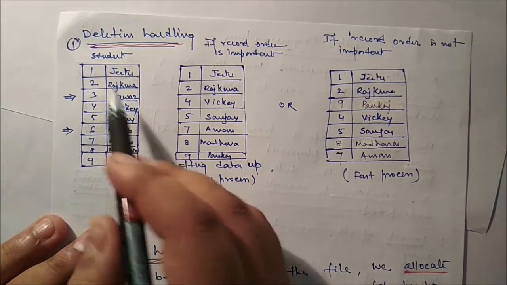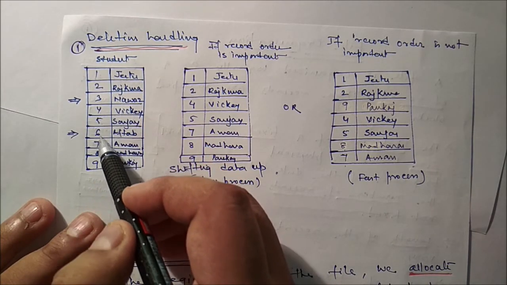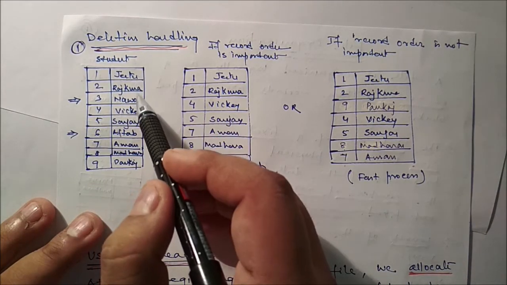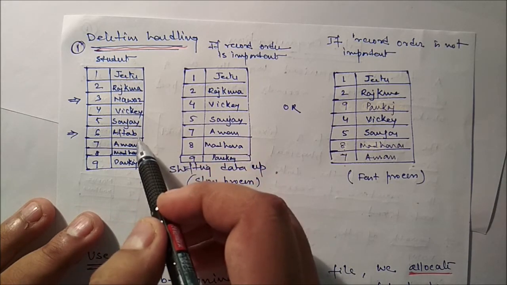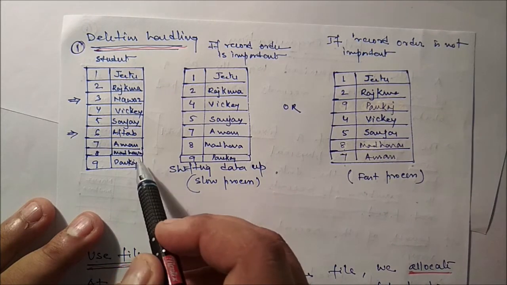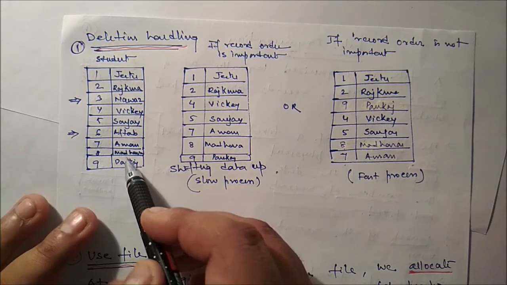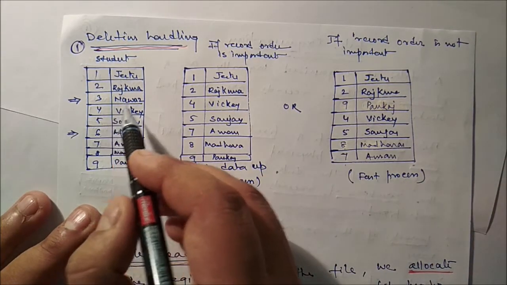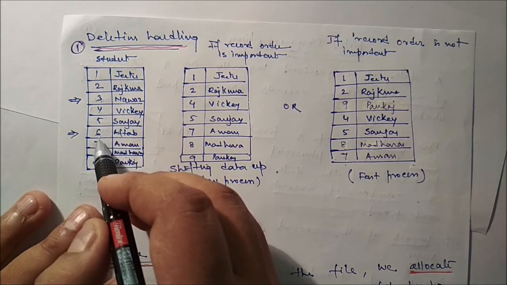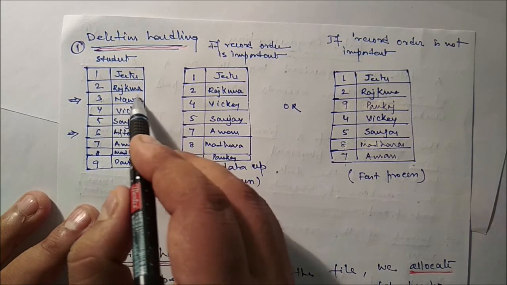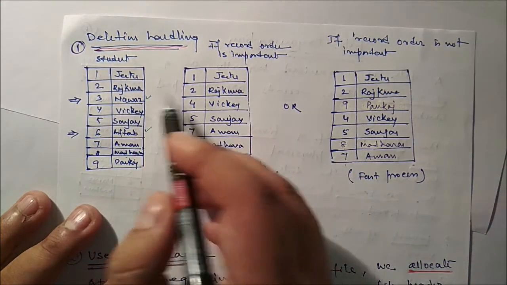Now, this is our student table. Here roll numbers 1 to 9 are there: Jitu, Rajkumar, Nawazuddin, Vicky Kausal, Sanjay Mishra, Aftab Shivdasani, Aman Malik, Madhavan, and Pankaj Tripathi. These are the students. Now suppose we want to delete roll number 3 and 6. Suppose these two students want to leave this particular school. So we have to remove this particular block and this particular block. So how to remove this one?